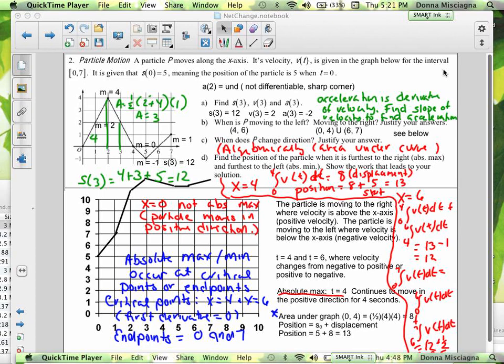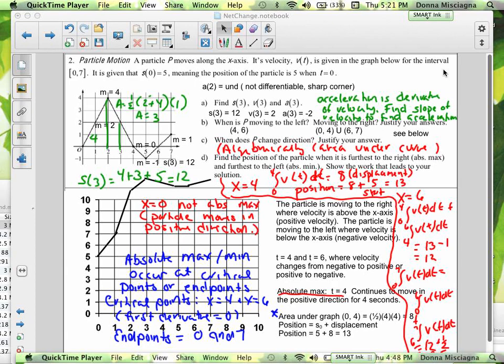To find s of 3, we find the area under the velocity curve for the first 3 seconds, and that gives us our displacement. From 0 to 2, you see we got a triangle there. So that's going to be 2 times 4 divided by 2, that's 4. And then we have a trapezoid, that's going to be (2 plus 4) divided by 2 times 1, that's 3.